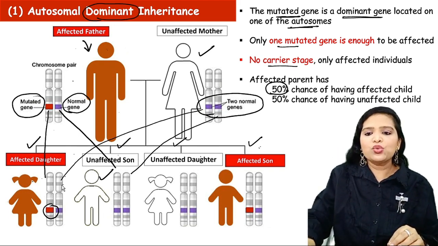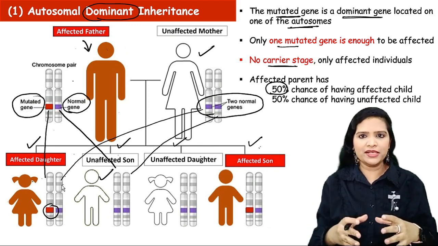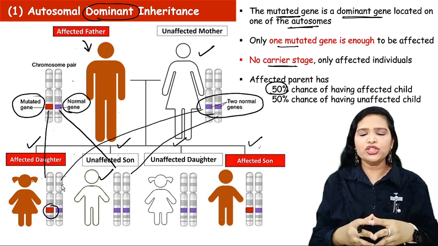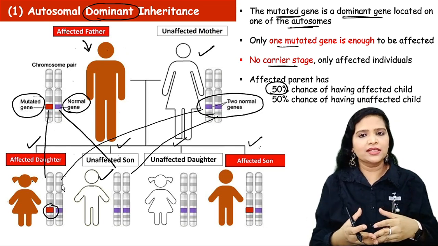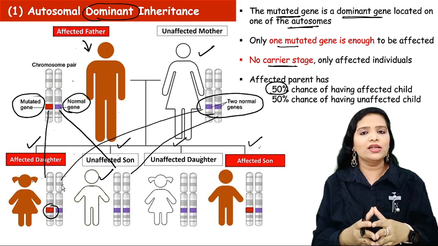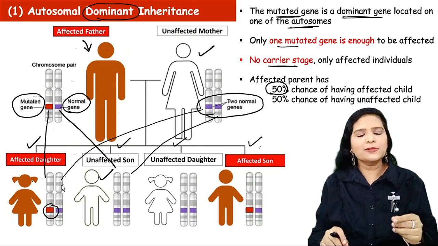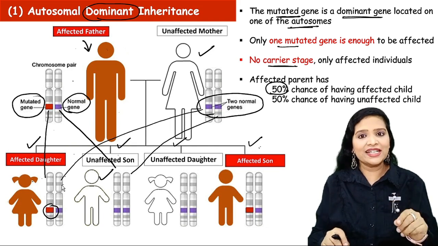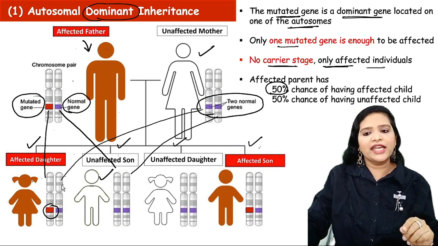So here there is no carrier stage at all. What is a carrier? Carrier means the person contains the defective gene or mutated gene, but they will not be affected by that disease. So that is normally called the carrier stage. But here, even if one gene is present, they will be affected. So here, no carrier stage. The person is directly an affected individual.